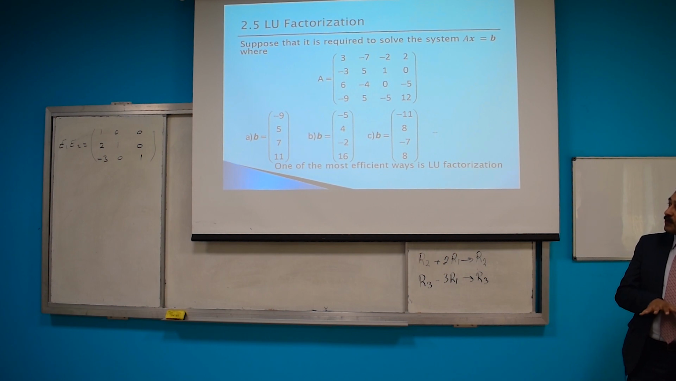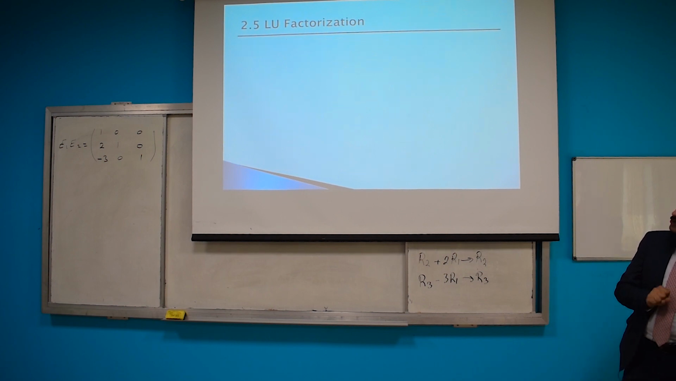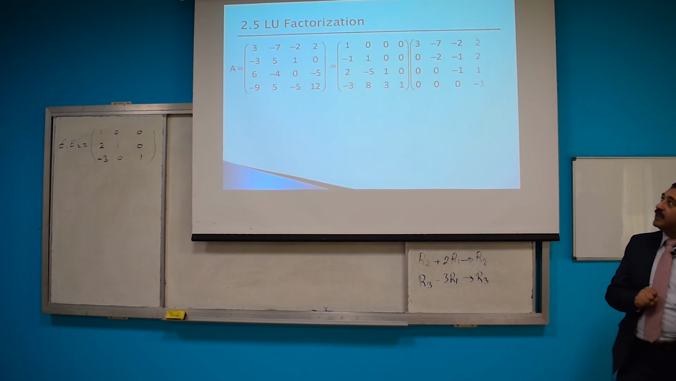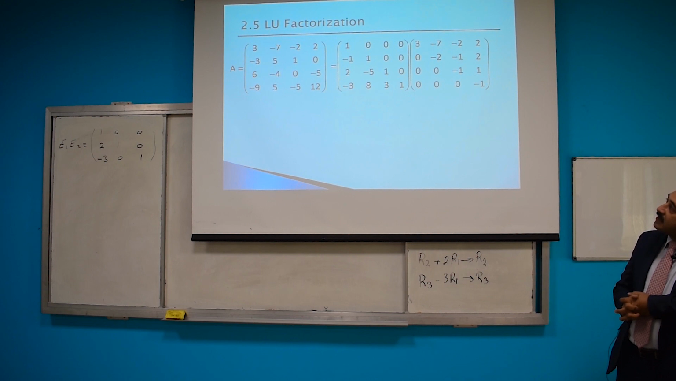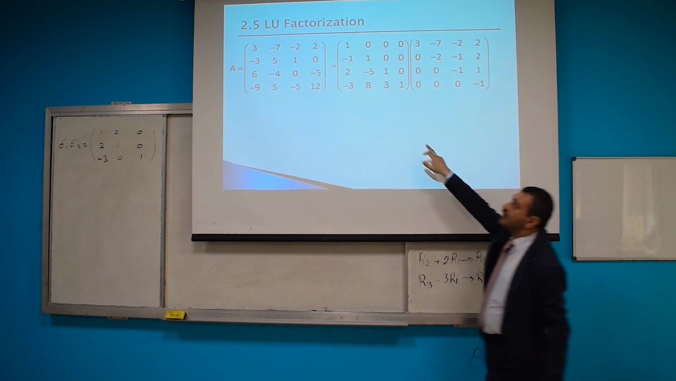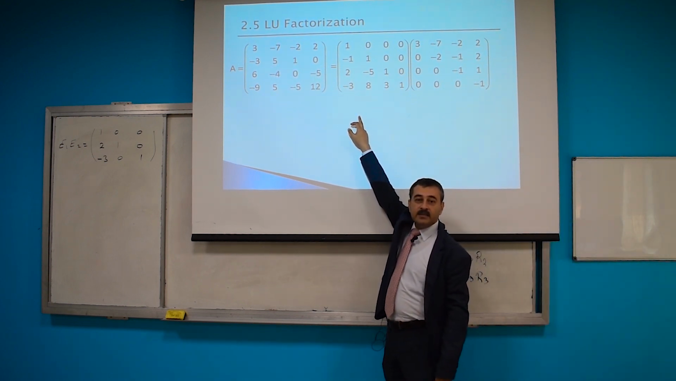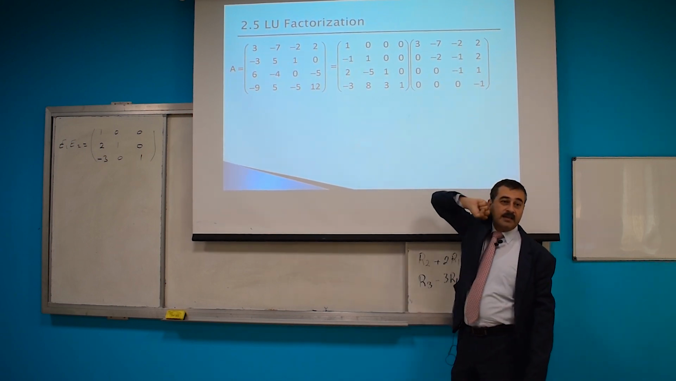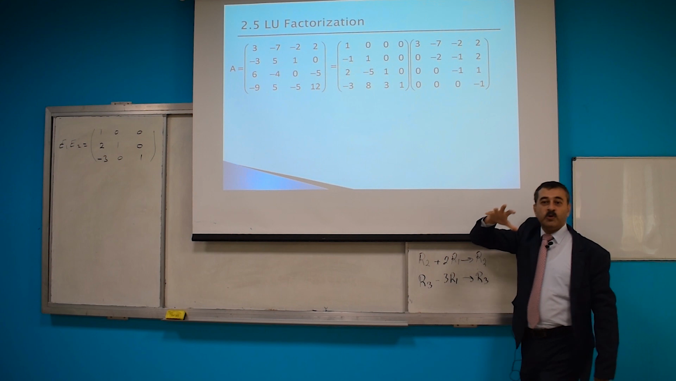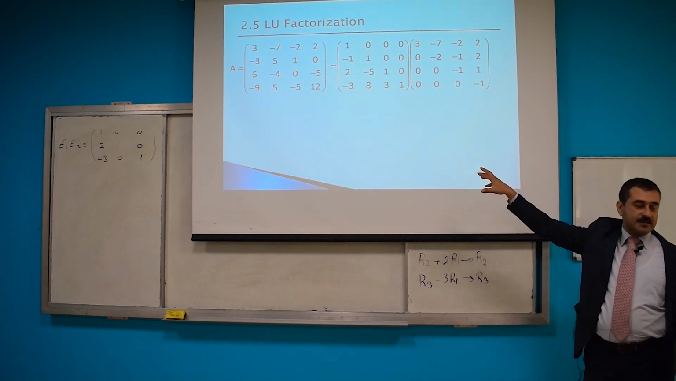So suppose, for example, that I could factorize the matrix A into the product of these matrices. If you look at the two matrices, the first one is a lower triangular matrix, and the second one is an upper triangular matrix. I'll show you how to get these matrices.